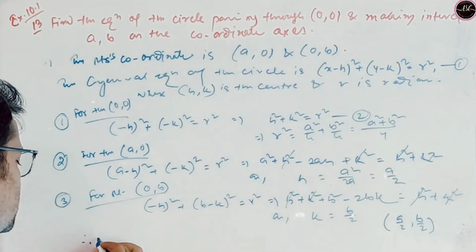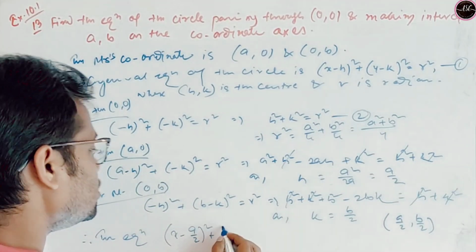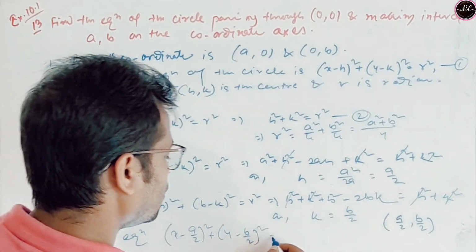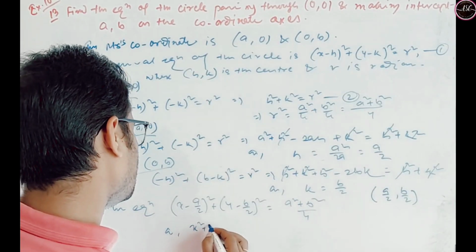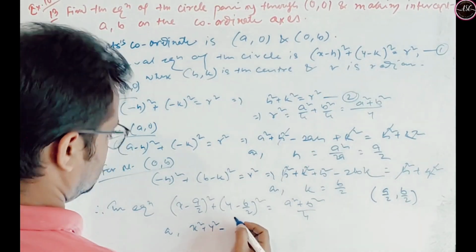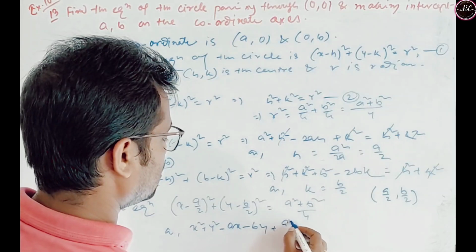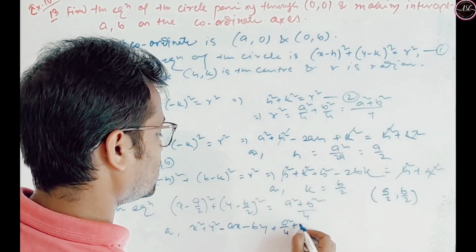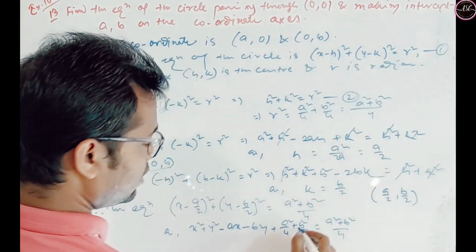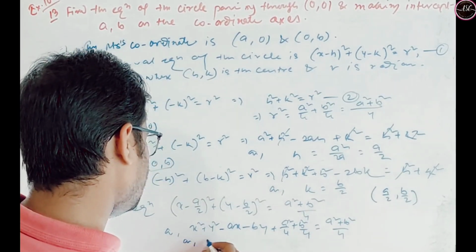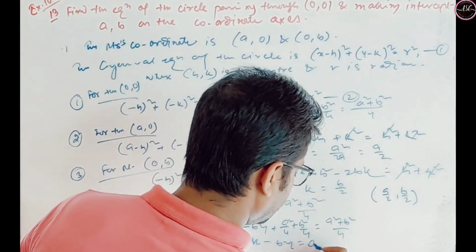Okay, so the equation will be (x - a/2)² + (y - b/2)² = (a² + b²)/4. Simplifying, x² + y² - ax - by + a²/4 + b²/4 = (a² + b²)/4. So those two terms will be cancelled out. Therefore we have x² + y² - ax - by = 0. That will be your answer.